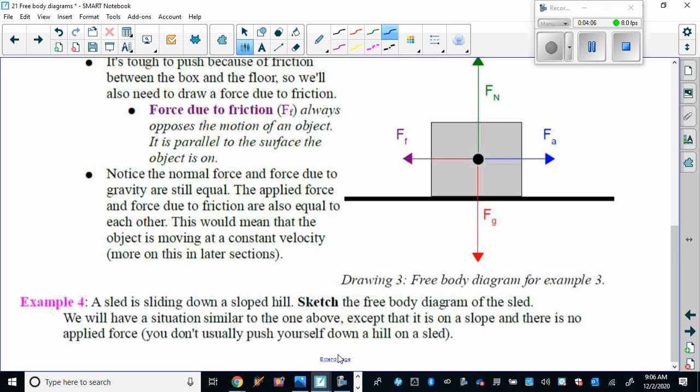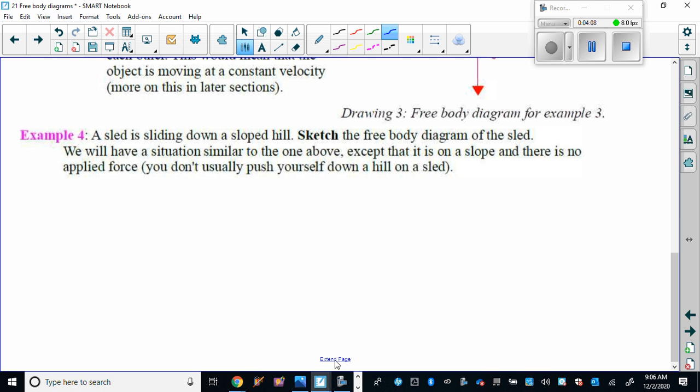Let's go to example number 4. Example number 4 says a sled is sliding down a sloped hill. Sketch a free body diagram of the sled. So here's a sloped hill. Here's a sled, and we're just going to draw it as a box. What forces are acting on this? First of all, there's always gravity, and gravity is always straight down towards the center of the Earth.